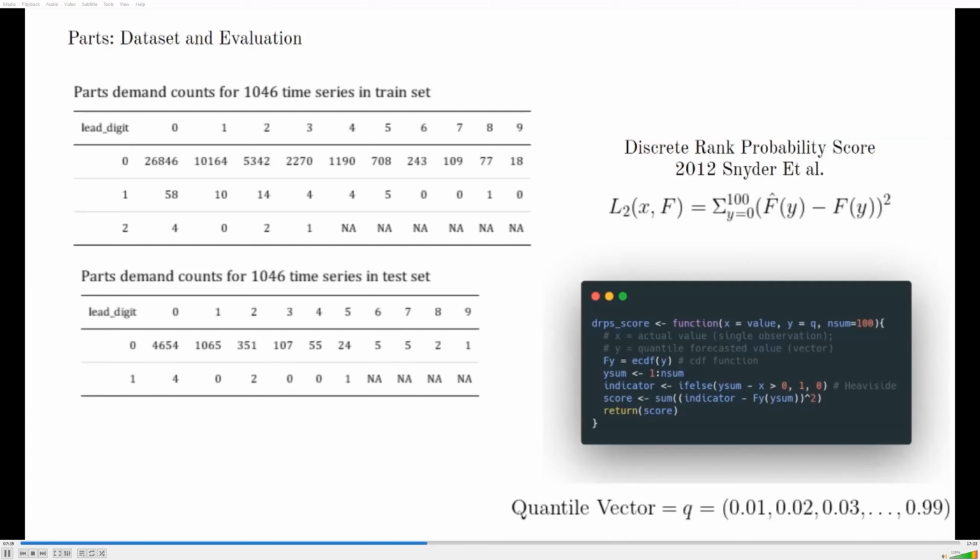The metric used to evaluate the forecast was the discrete rank probability score. This came from the 2012 paper, Snyder's paper, where he covered intermittent demand models, specifically for probabilistic forecasting. And the code for that, I just showed a snippet here, so it's clear how I'm calculating this. And because this is probabilistic and not a point forecast, I generated a very tight vector of quantiles, so 0.01, 0.02, all the way up to 0.99.